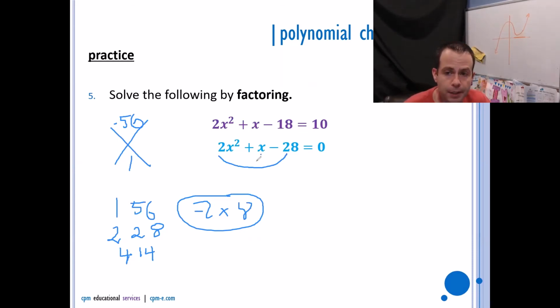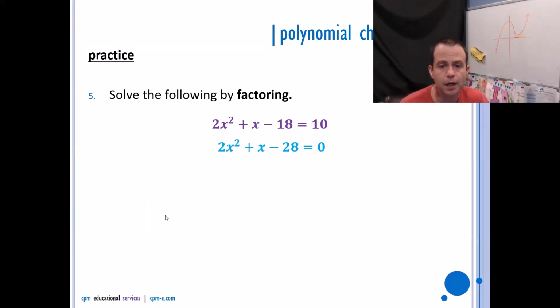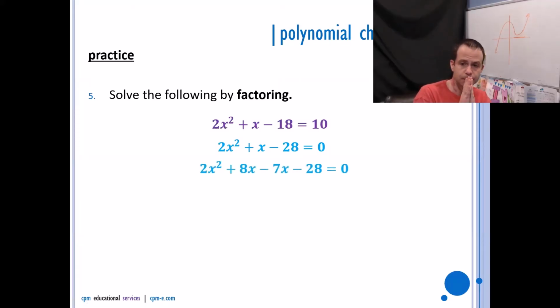So what happens is I'm going to break that middle guy into those two numbers. So I'm going to write 2x squared, and then either plus 8x minus 7x minus 28, or 2x squared minus 7x plus 8x minus 28. It doesn't matter the order that you put them in, okay? I chose to go plus 8x and minus 7x.